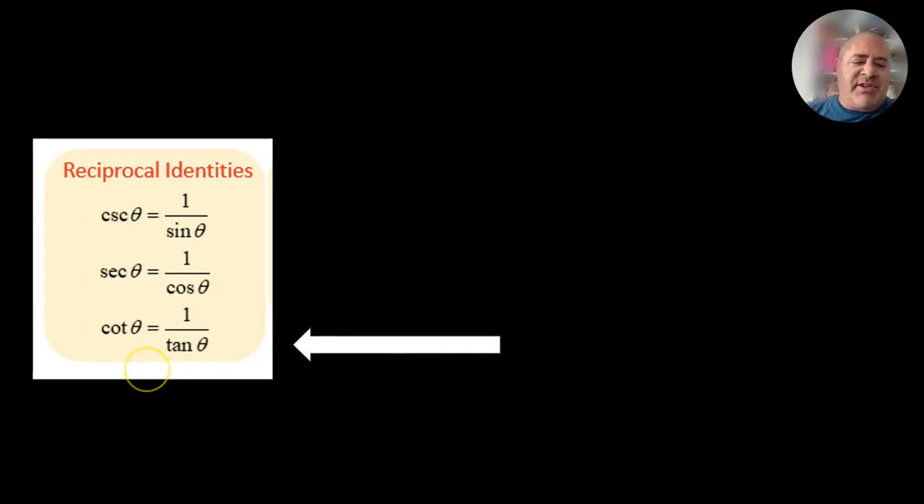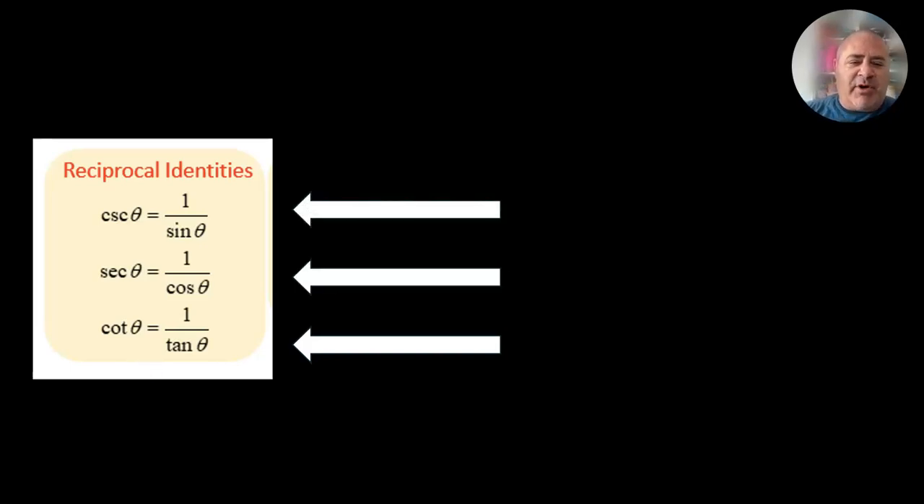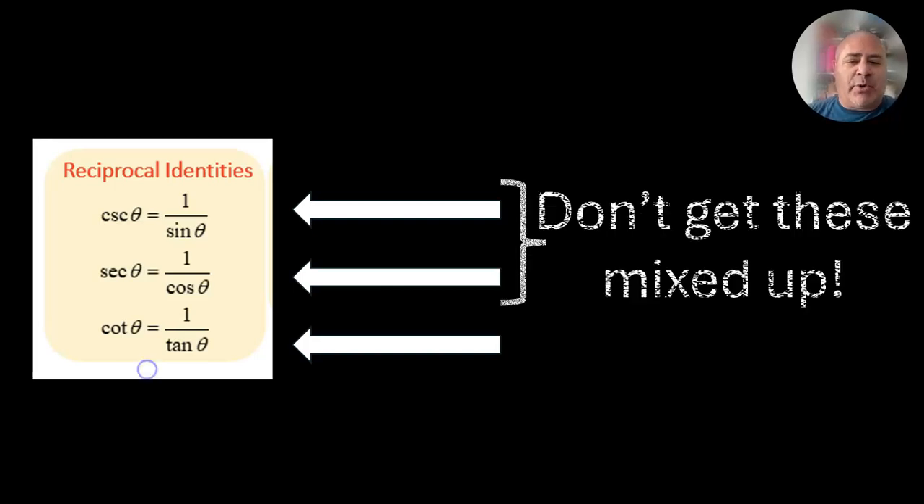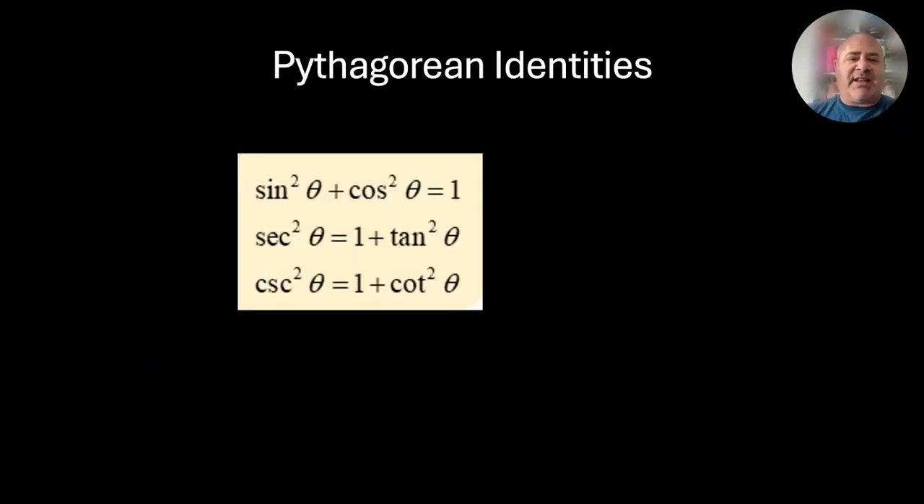Now, this last one, it matches. Cotangent goes with tangent. These two, however, I see more mistakes with secants and cosecants than probably any other, because it just feels like cosecant should go with cosine, and it does not. Cosecant is the reciprocal of sine, secant the reciprocal of cosine. So just don't get those mixed up, and it'll take some practice. I still have to think it through in my head when I'm going through them just to make sure. But just recognize that's an issue.